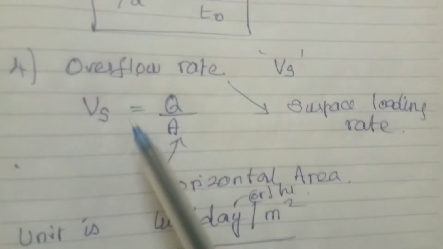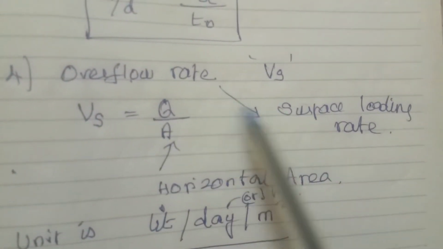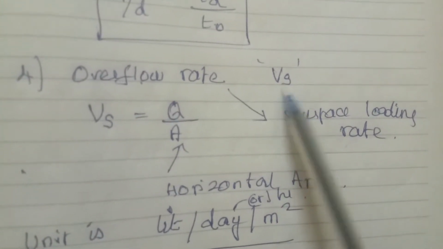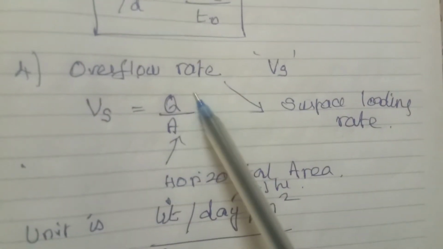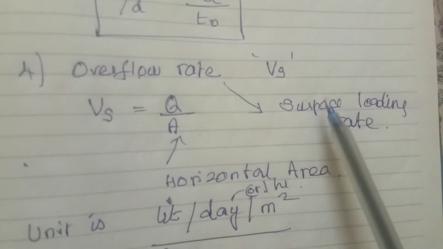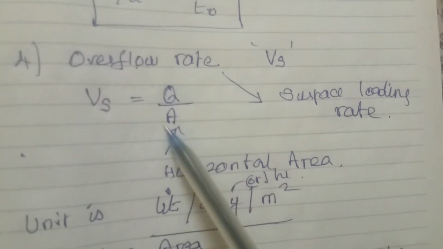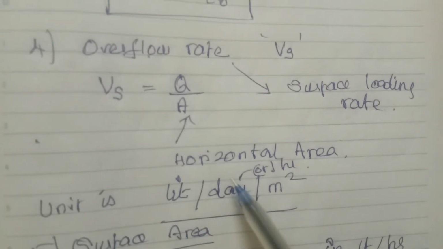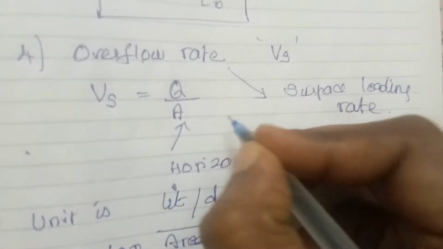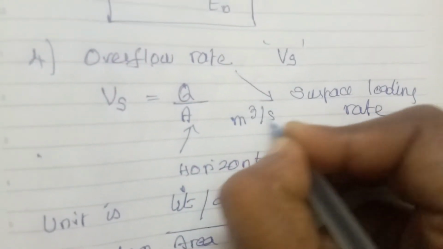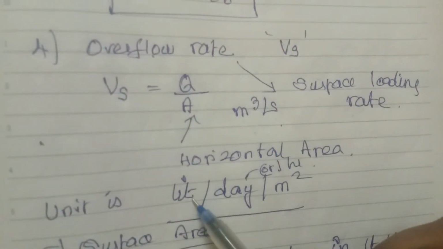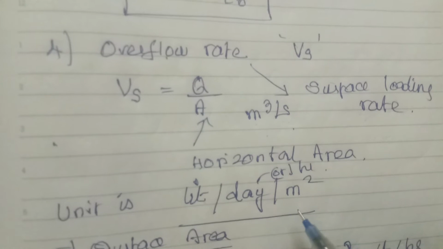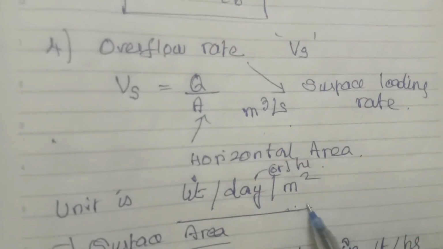The next important thing we have to discuss is overflow rate, or surface loading rate. It is given by the letter V suffix S. It is nothing but a velocity, and velocity is equal to discharge by area. In the same way, this is the surface loading rate. Usually the unit is liter per day per meter square. Usually you will have the discharge unit as meter cube per second or meter cube per day. In this case, the meter cube is given in liters, the second may be in days also, and the area unit is meter square. So usually we should write the unit like this only.